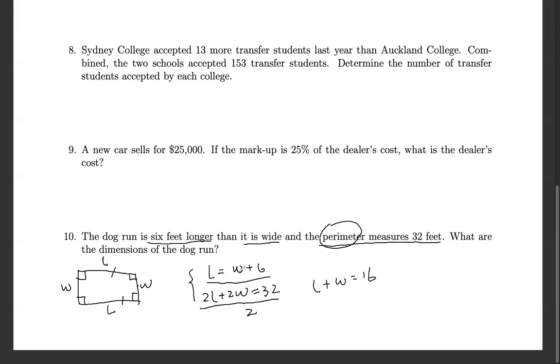From the first one, we have L equals W plus 6. So let's change this L: W plus 6, then plus W equals 16. W plus W is 2W, because by default that's 1W plus 1W. Then this 6 moves to the other side: 16 minus 6 is 10. Divided by 2, so the width is 5. The width is 5, and the length is 6 feet longer, so 6 plus 5 is 11. And that's it.